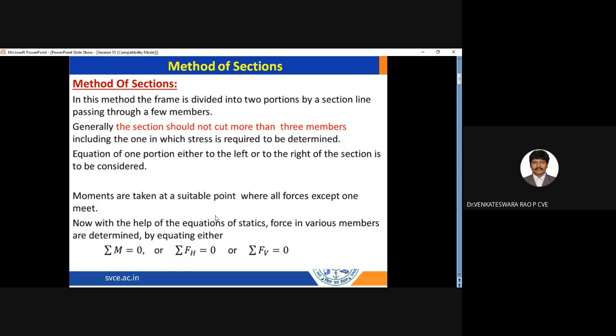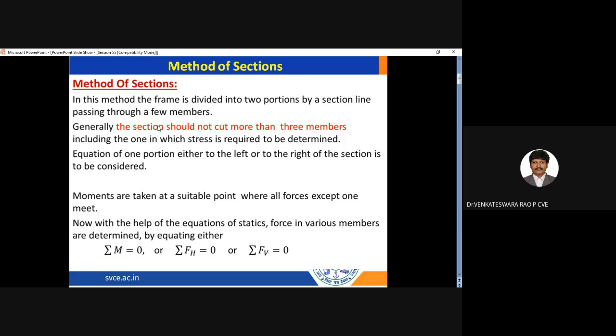If I have a greater number of members, if I have a lengthy truss, and I want to find out the forces in a limited number of members, that could be done with the method of sections. We are not going to find all the members. So that is possible, right? How it can be done will all be explained in this class.